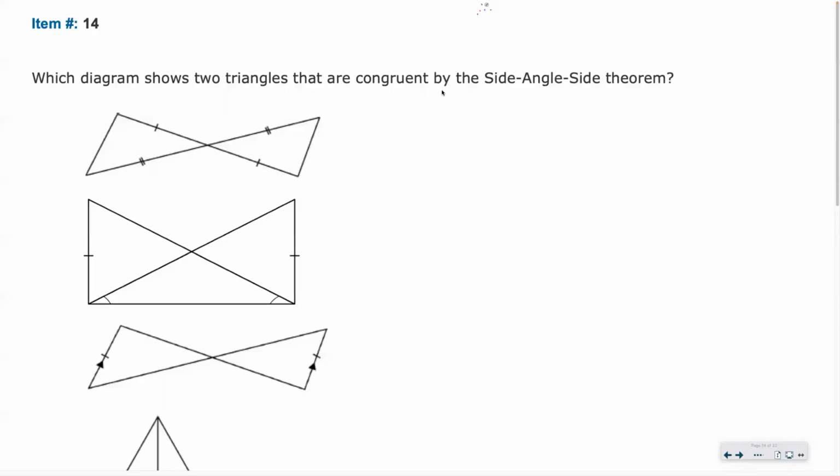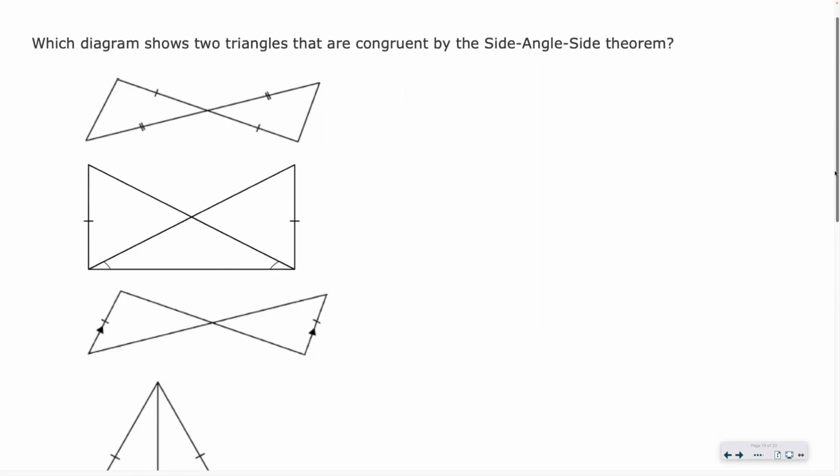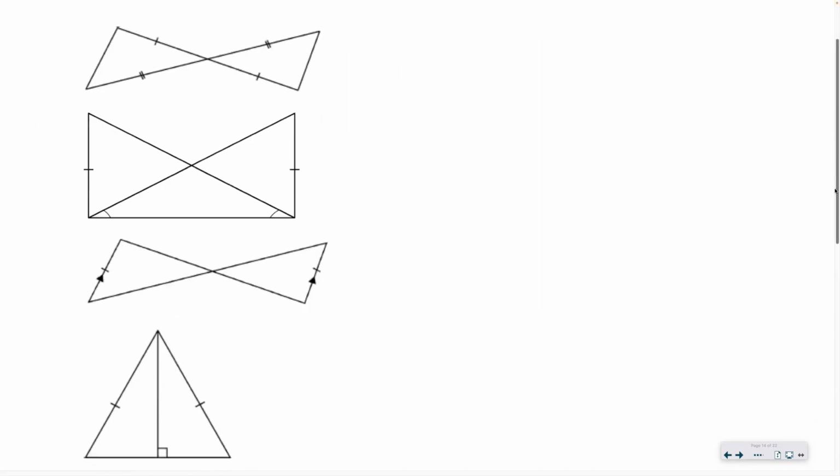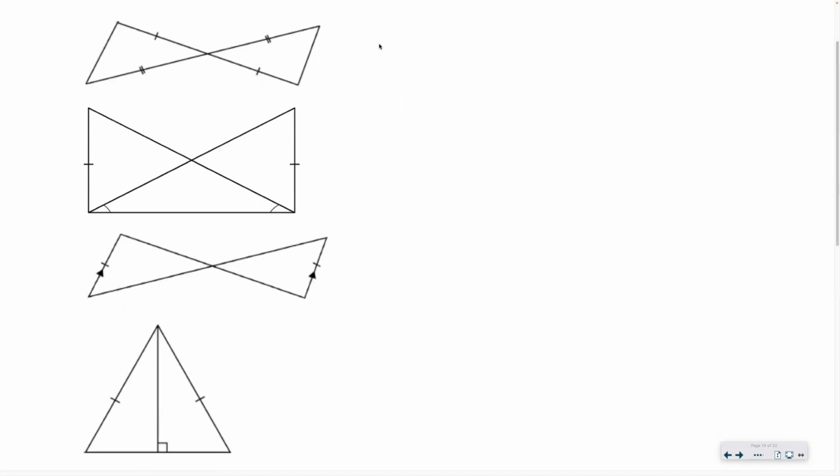Number 14, which diagram shows 2 triangles that are congruent by the side-angle-side theorem? Which diagram shows you side angle side? I'm going to stop this for a moment and let you think. Which answer do you think is the correct answer here? I'm hearing some A's. Let's check it out. Does it say A? Yes, it does.